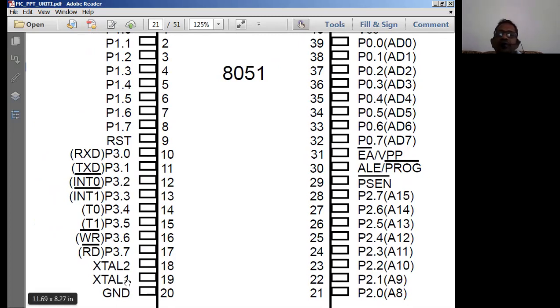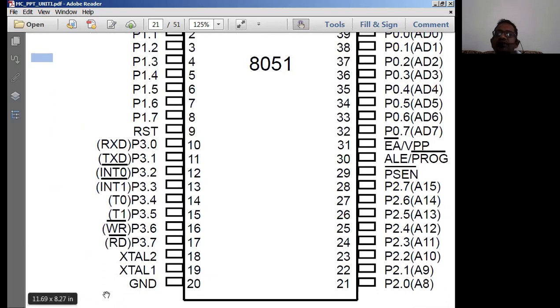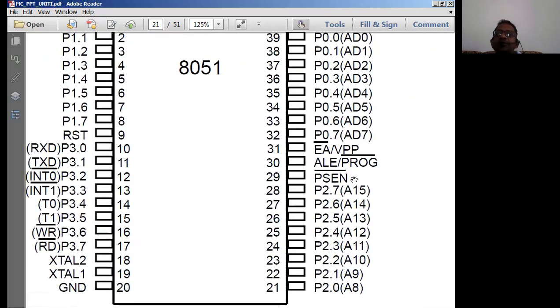2 pins will be given for the crystal oscillator for clock signals, and we are left over with only 3 pins: the EA bar pin, the ALE pin, and the PSEN pin. EA bar is the external enable address pin, ALE is the address latch enable pin, and PSEN is the program status enable pin.